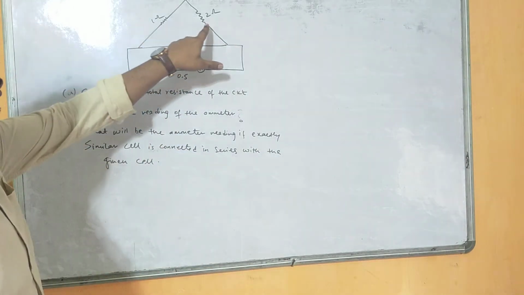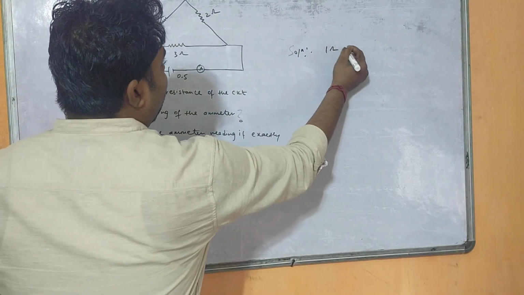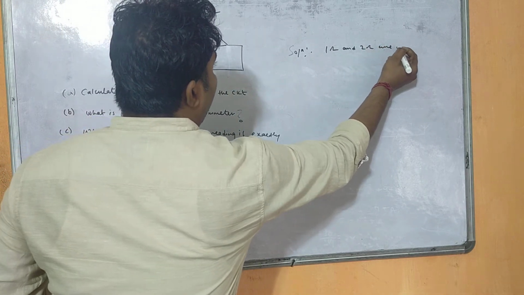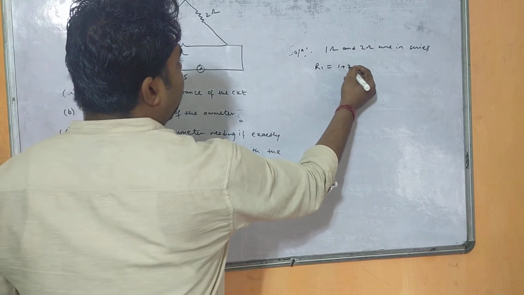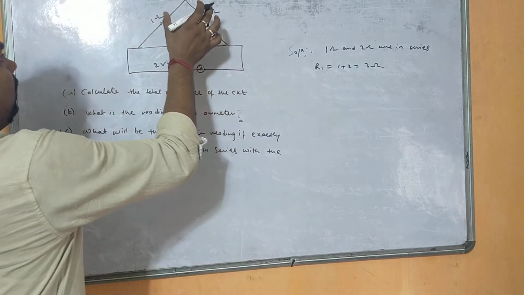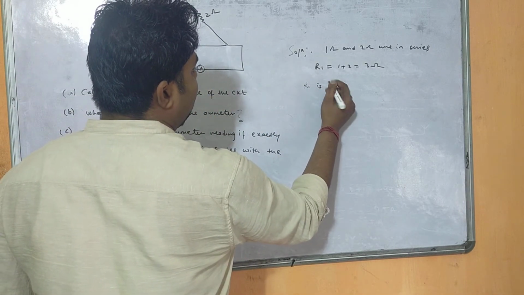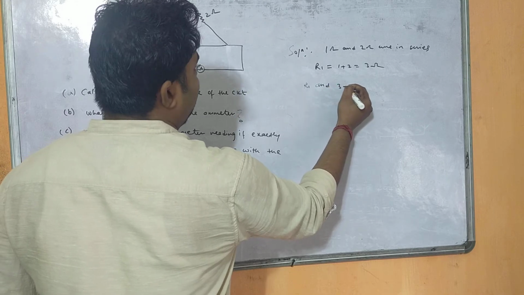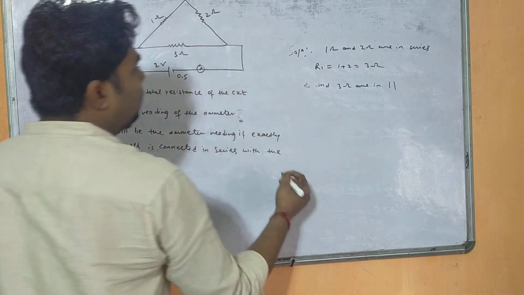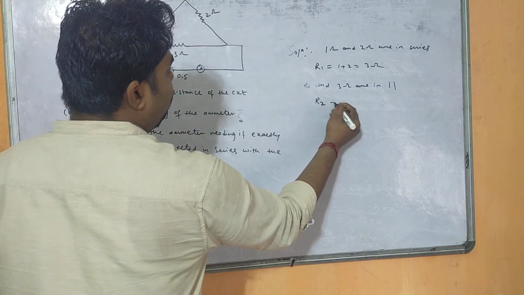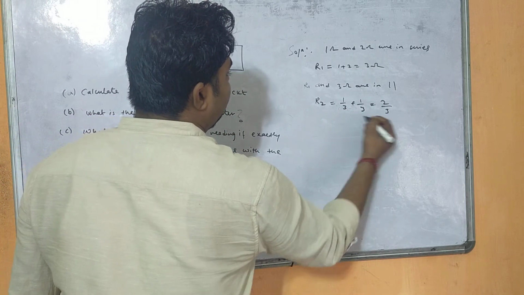We will see that 1 ohm and 2 ohm are in series. So first we write 1 ohm and 2 ohm are in series. Therefore R1 will be 1 plus 2, that is 3 ohm. Now this 3 ohm is in parallel with 3 ohm. So R1 and 3 ohm are in parallel. So R2 we get 1 by 3 plus 1 by 3, that is 2 by 3.